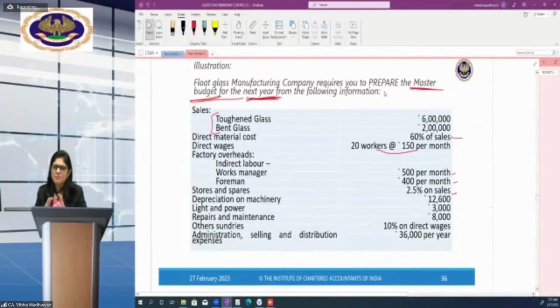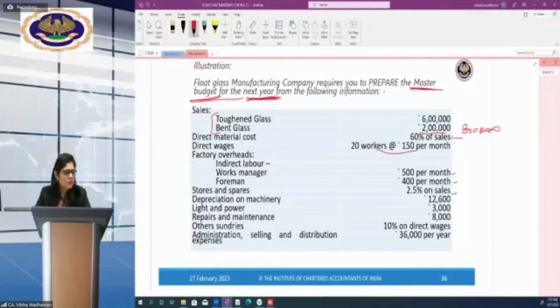So let's make a master budget. The format we'll be taking is the cost sheet only here, because no other financial expense is given in this question. Start with sales. Sales is already given, 6 lakh and 2 lakh. So together sales is 8 lakhs. So we have the sales. Do it along with me, please.